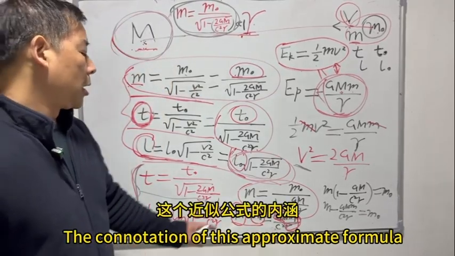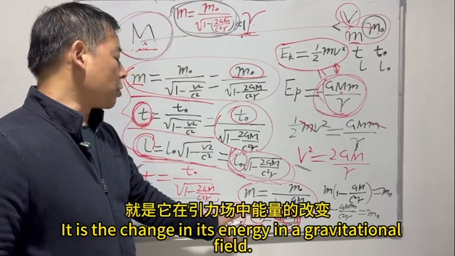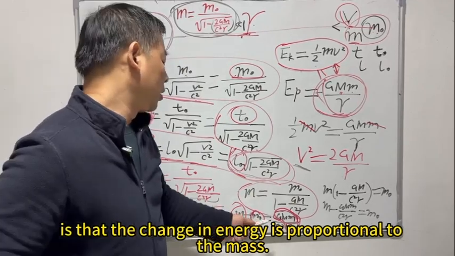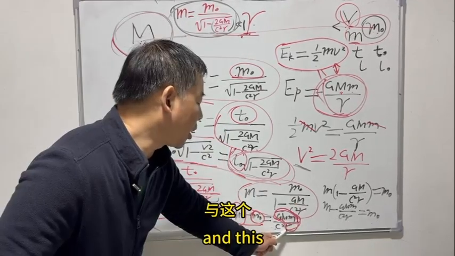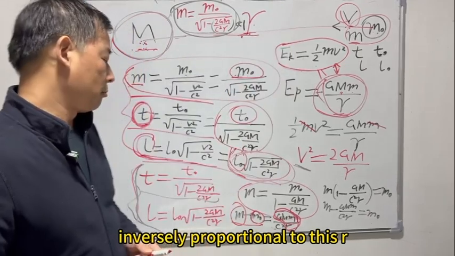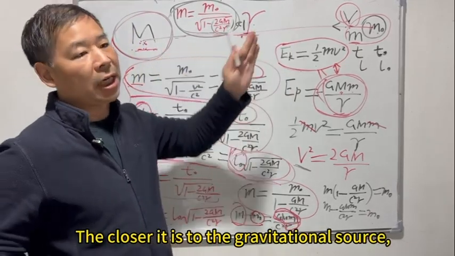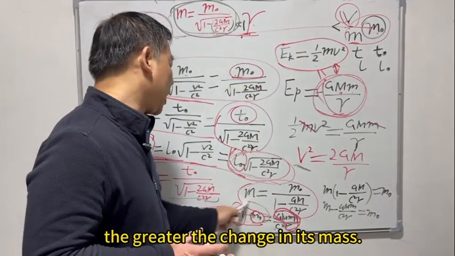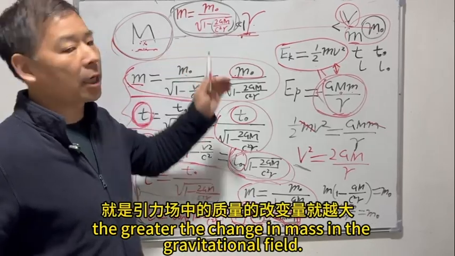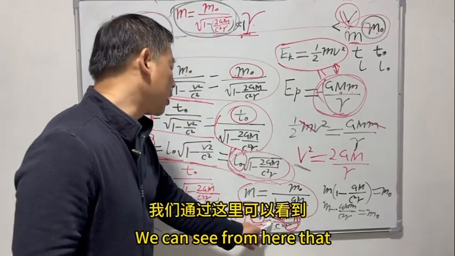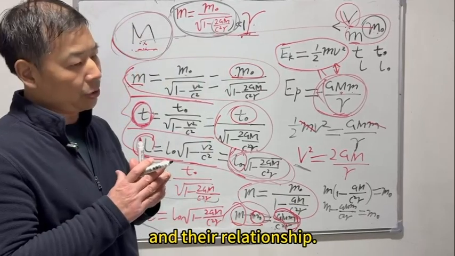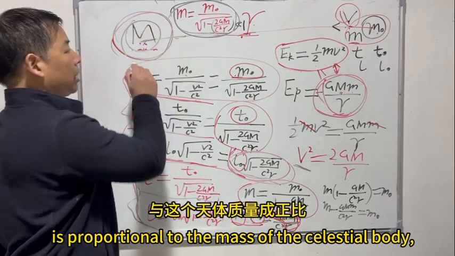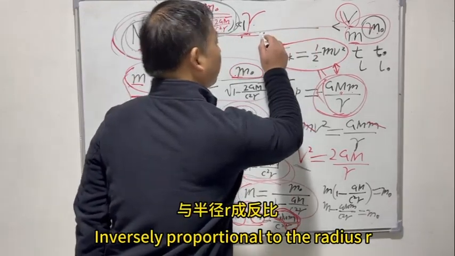The connotation of this approximate formula is the change in its energy in a gravitational field. The change in energy is proportional to the mass, and inversely proportional to this r. The closer it is to the gravitational source, the greater its energy change is. The closer it is to the gravitational source, the greater the change in its mass. We can see from here that the change in its mass is proportional to the mass of the celestial body, and inversely proportional to the radius r.